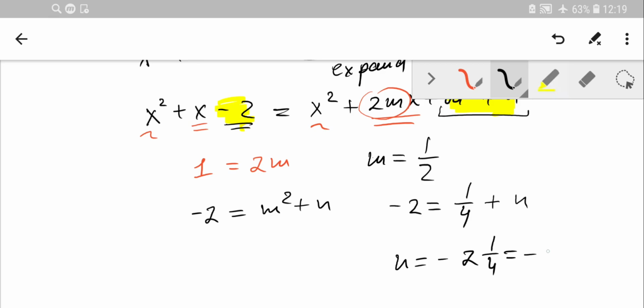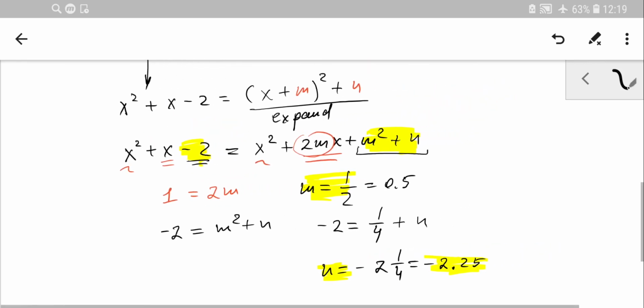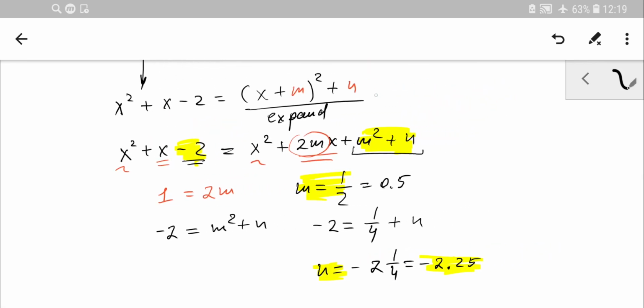Or you can write it as the decimal minus 2.25 if you like. So we found m and we found n, which is minus 2.25, and m is simply 0.5. If you like decimals, just put decimals into your final expression. So our complete square will look like this when we put back the m and n values: x plus 0.5, squared, and simply plus n, which is minus 2.25. That is what we have instead of the complete square.